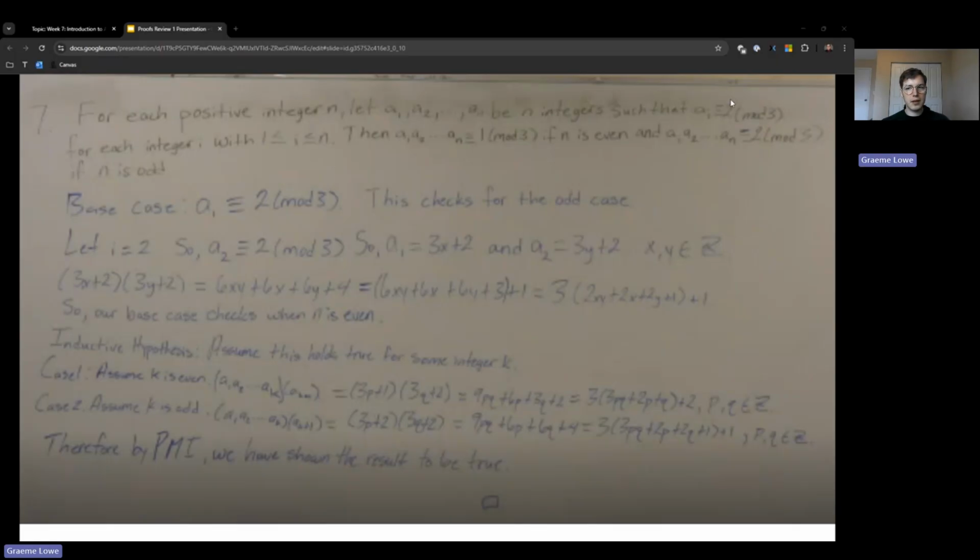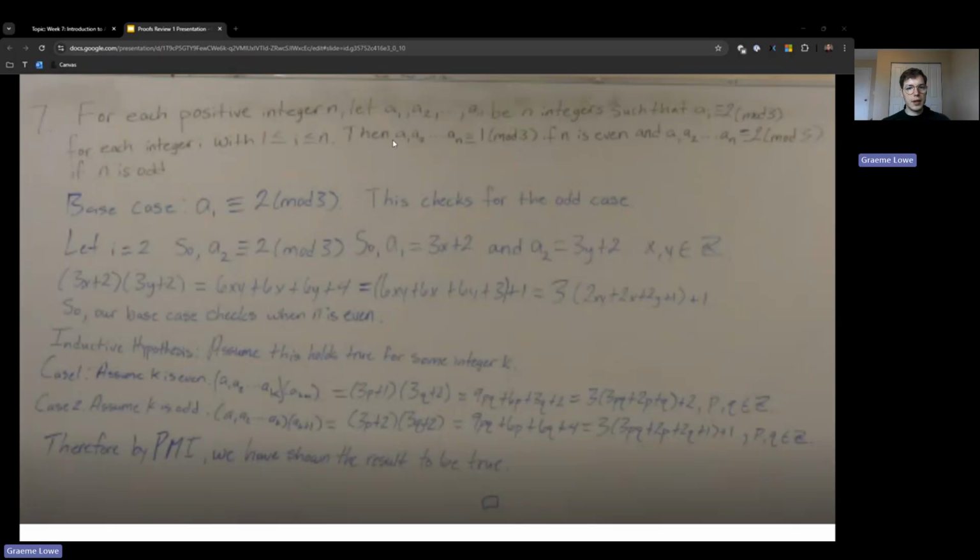So keep this piece in mind as we continue. Each element is divisible by 3 and gives a remainder of 2. So then we go on to look at the thing that we're trying to prove, and this is going to be a proof by induction, as we'll see later on.